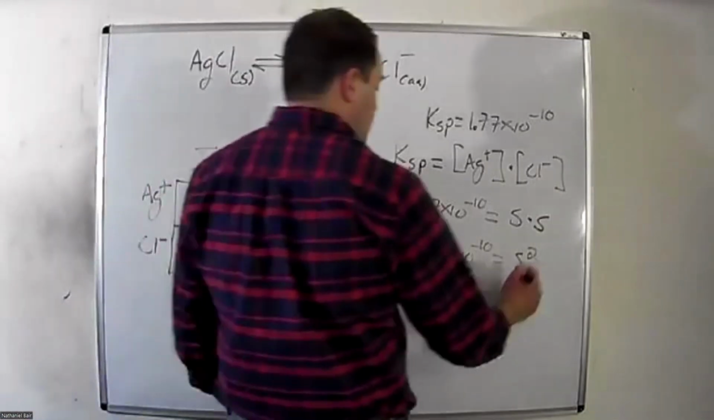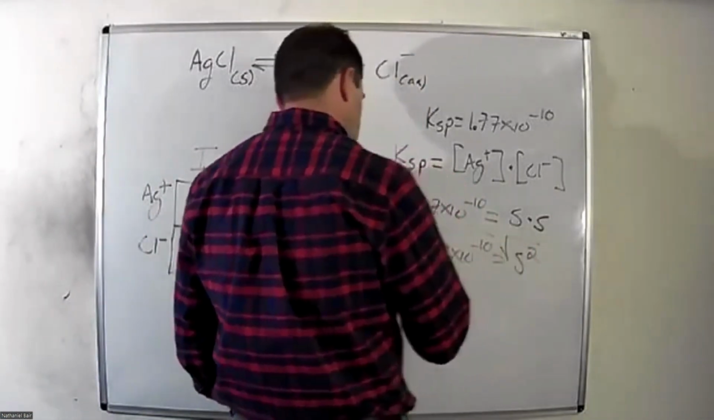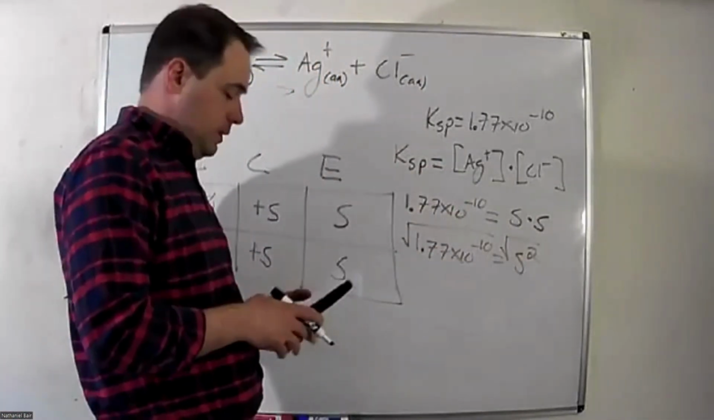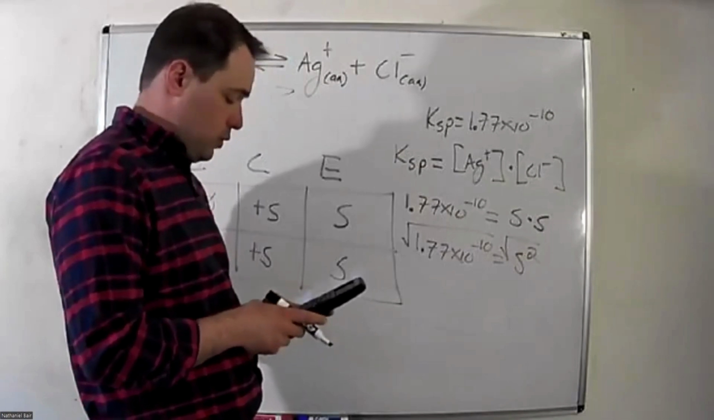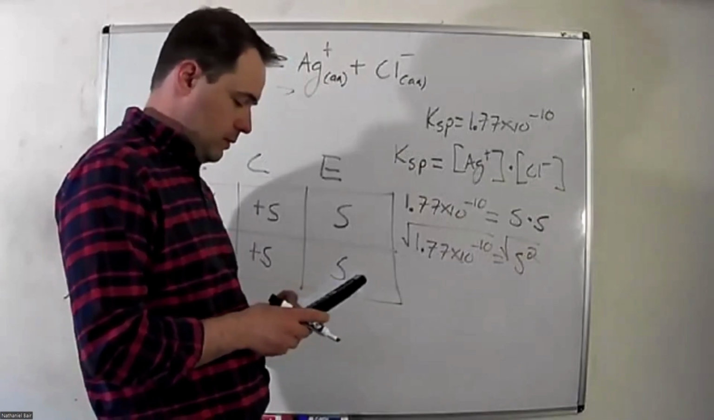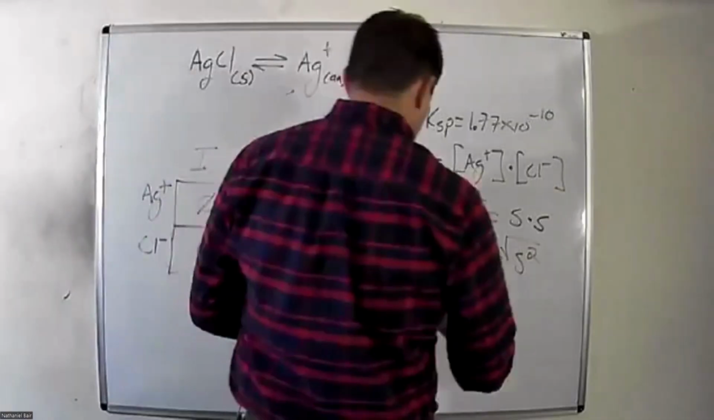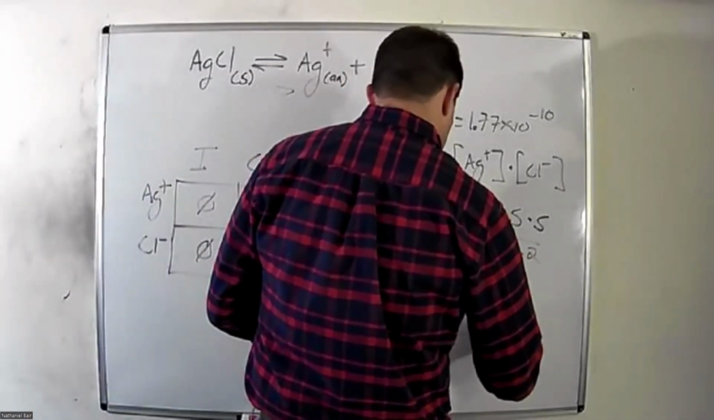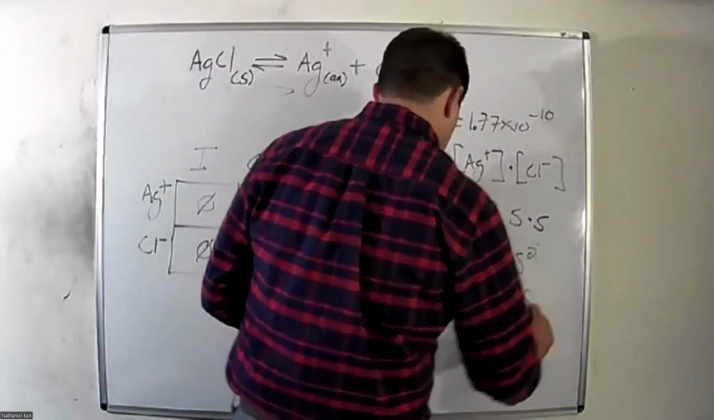And now we can take the square root, and we'll get the solubility here. So that would be the square root of 1.77 times 10 to the negative 10. And I get S equals 1.33 times 10 to the negative 5th.